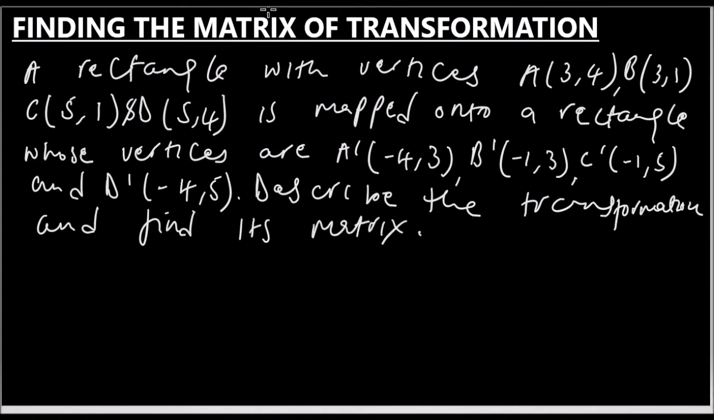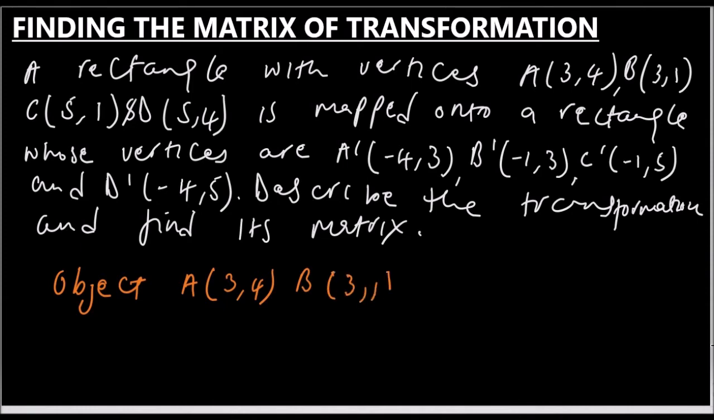So in this scenario, what we have been given is a rectangle and its vertices. So we have the object. I can say the object has coordinates A, which is (3, 4), B (3, 1), C (5, 1), and D, which has coordinates (5, 4).